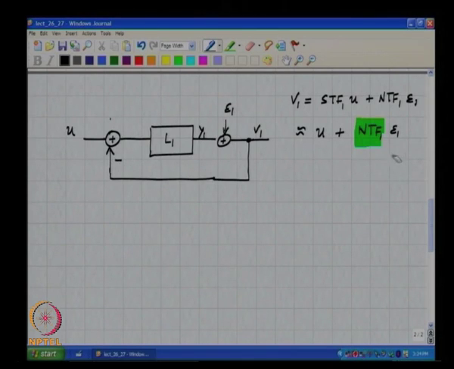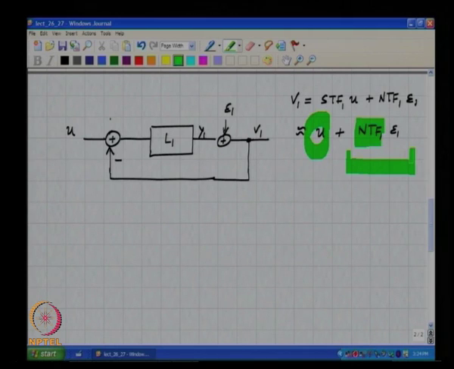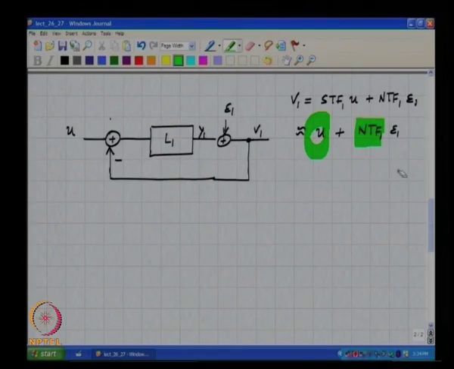Another approach is to say, hey, I have something here, V 1 consists of something that I want plus something that I do not want, right. If I have something that I want and something that I do not want, there are two approaches to reducing the stuff that you do not want. One is to divide what you do not want by a large number, right. That is basically what is happening in the negative feedback loop. This NTF 1 is nothing but 1 by 1 plus L 1 of Z.